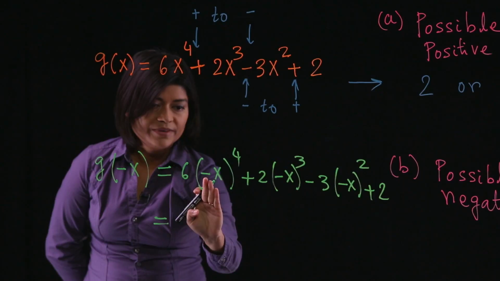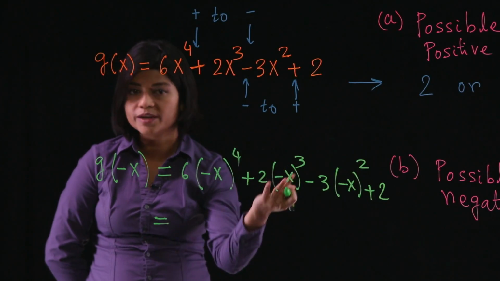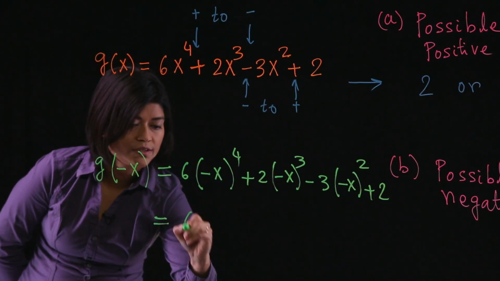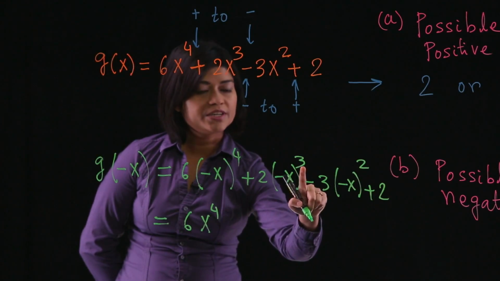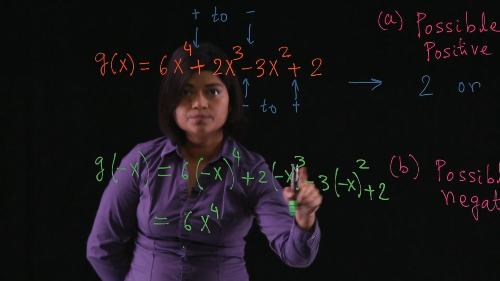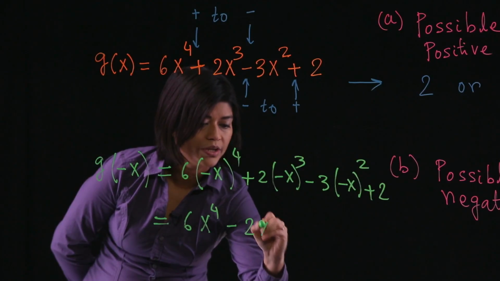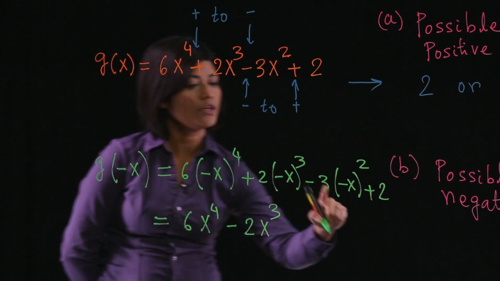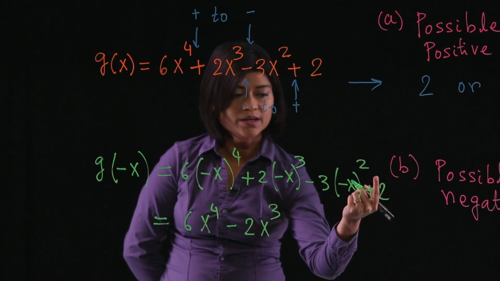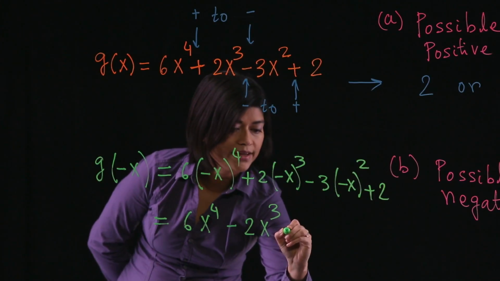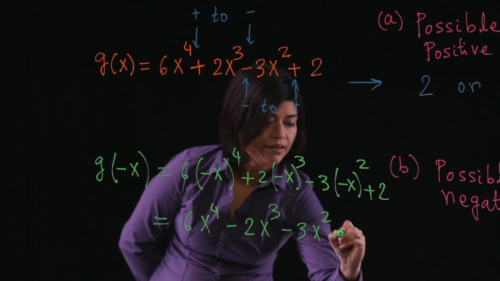Okay, let's simplify this and write down all the signs correctly. So the first term we have negative to the power 4. Since it's an even power, the negative will become positive. So this is just 6x to the 4. Then we have a negative x cubed, so we'll have a negative sign here, negative 2x cubed. Third term is a square. Again, negative squared will become positive. So this will remain negative 3x squared, and we have plus 2.